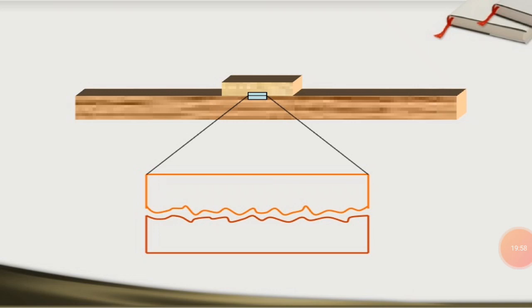This picture shows you that when one object is kept over another object, the irregularities present between the surfaces get interlocked, and that mainly causes the friction.